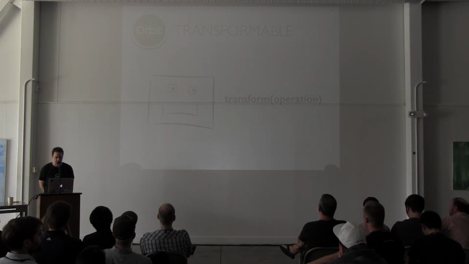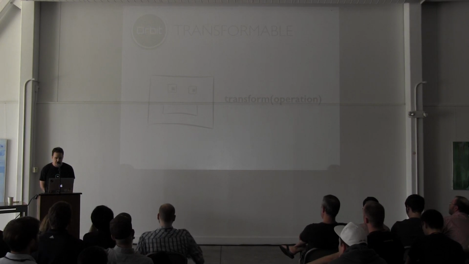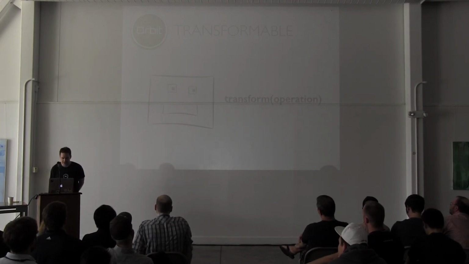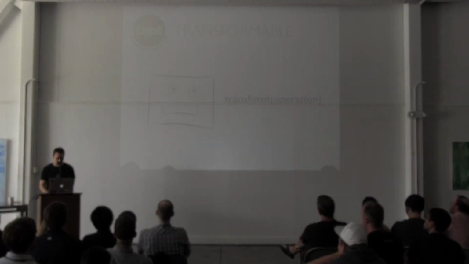The transformable interface is pretty straightforward. Just transform. You could tell this guy doesn't pass the Turing test because he doesn't have rounded corners.